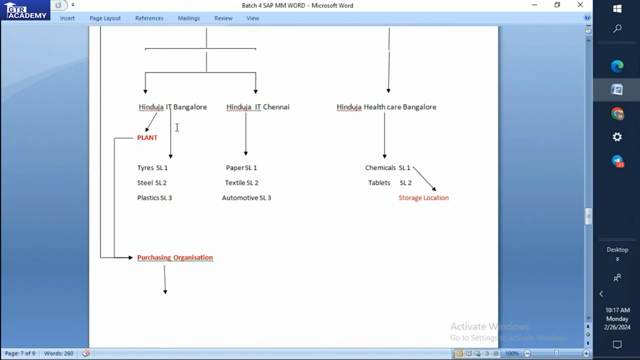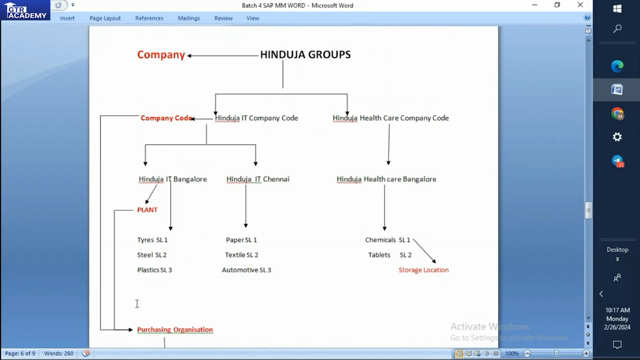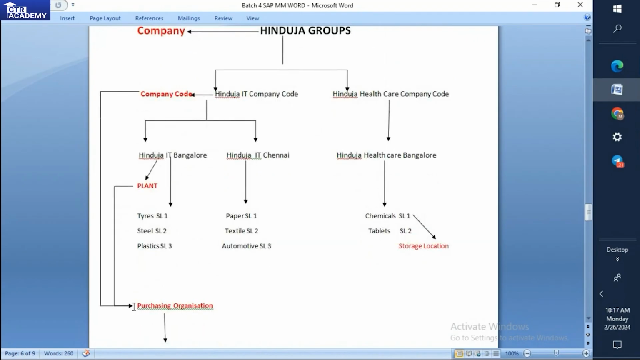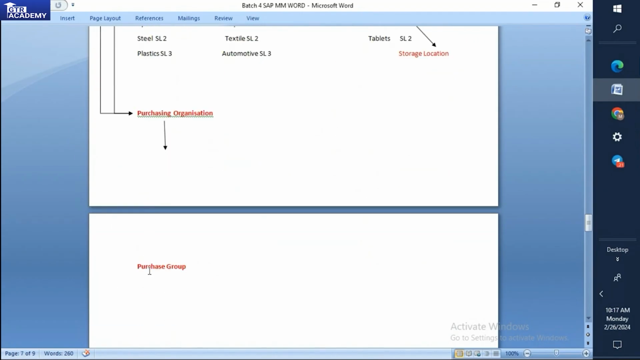See, as I told you, don't get confused. Whatever we are creating here, all the company codes, all the plants, all the storage locations, will be linked. The plants will be linked to the company code, the storage locations will be linked to the plant, and then the purchase organization will be linked to the plant or the company code. Here, the purchase group will not link to any of these, but whatever the daily requirement is, it will take data from you.